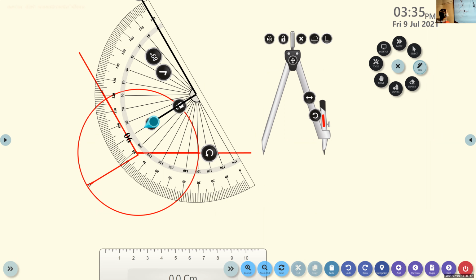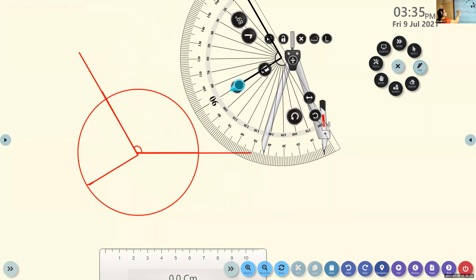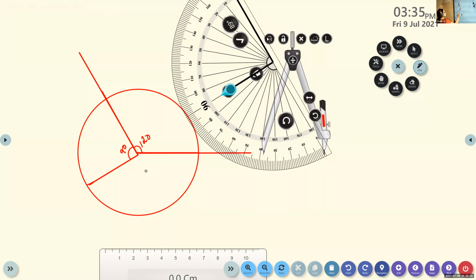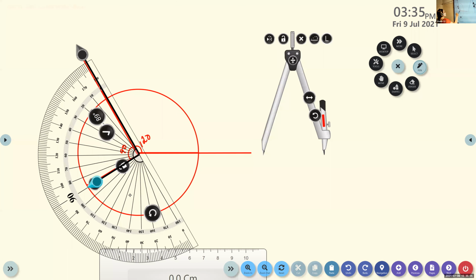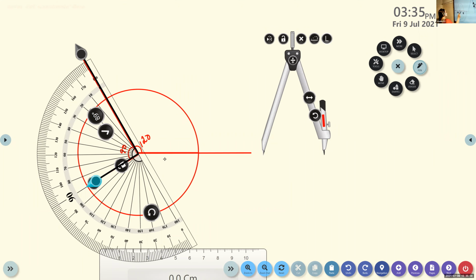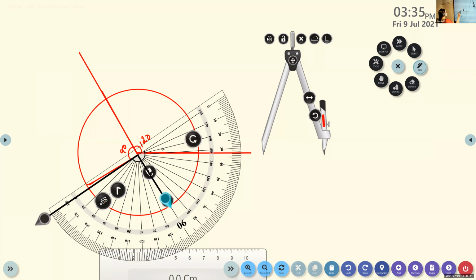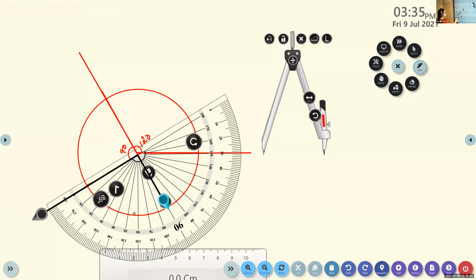See? Okay. So first one is 120. This is 90. Again, fix the center, and the line of the protractor and radii must coincide. Then next angle measure is 60 degree.